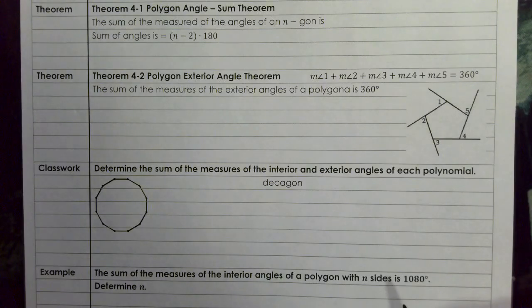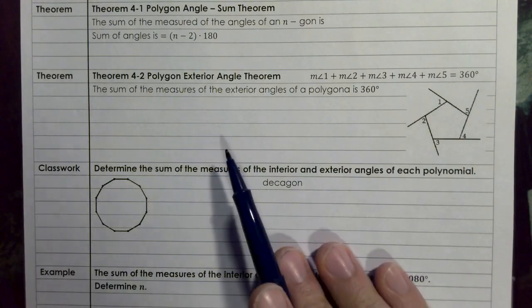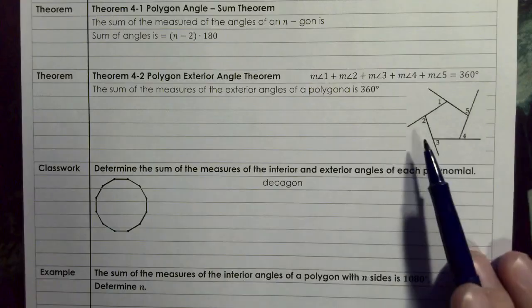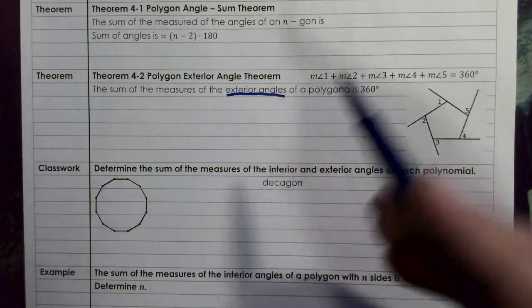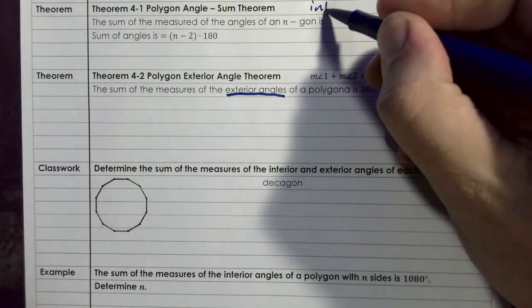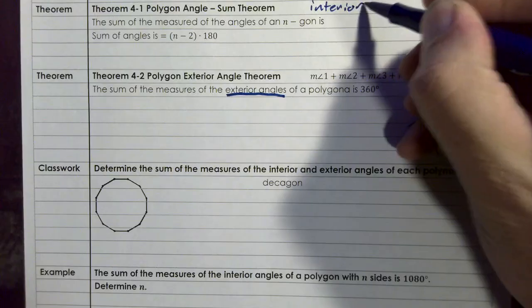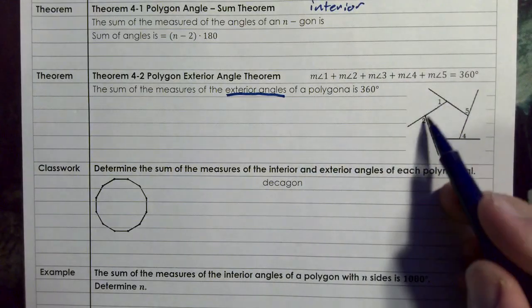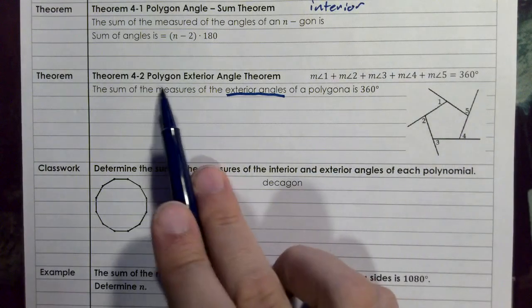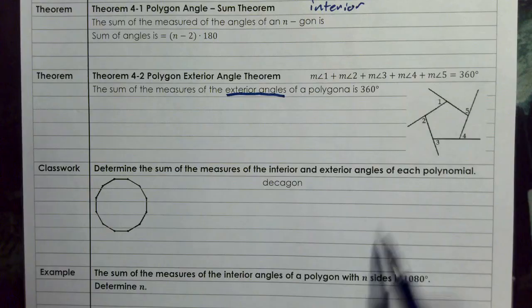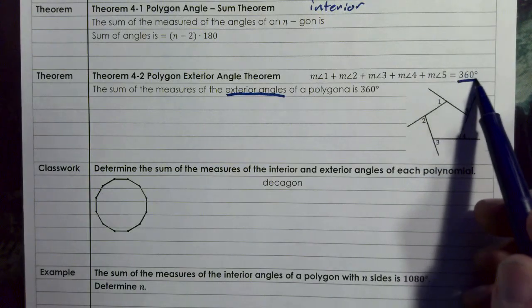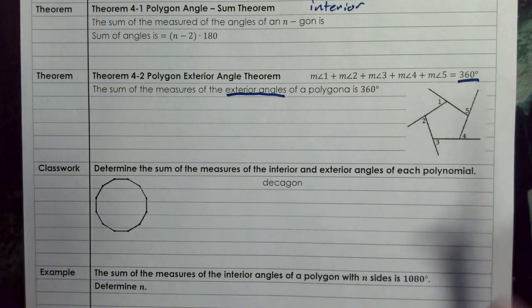Hi, in this video, we're going to be talking about the sum of angles in polygons. So polygons have two kinds of angles. We've got exterior angles down here, and this top one is referring to interior angles, the angles that are inside of that shape. Now, it doesn't matter what polygon you've got. If you take all of the exterior angles of a polygon, you're going to get 360 every single time.